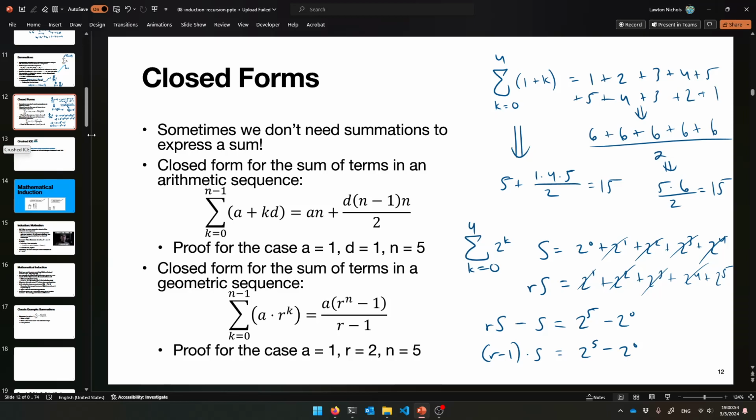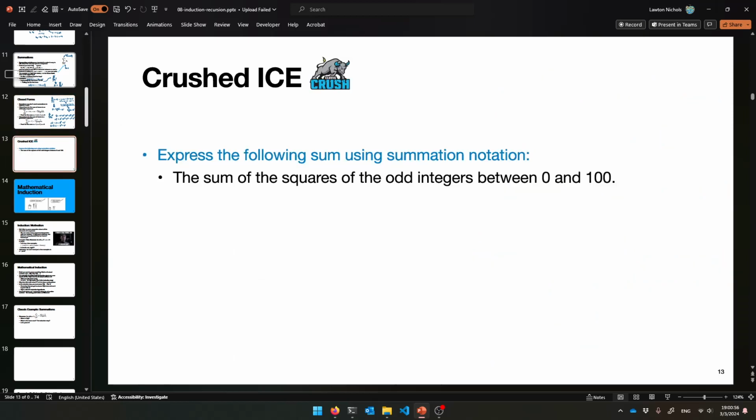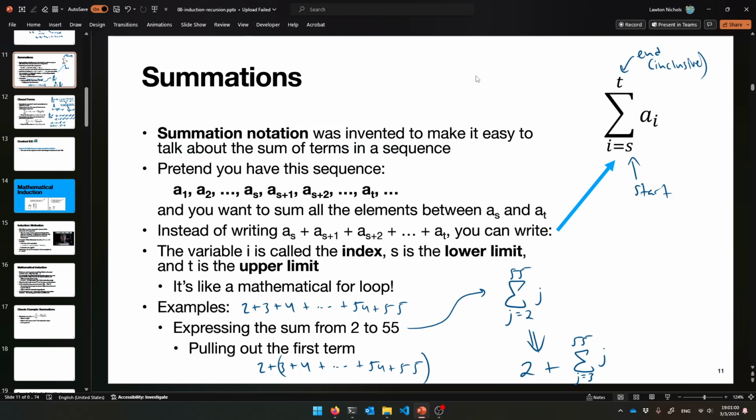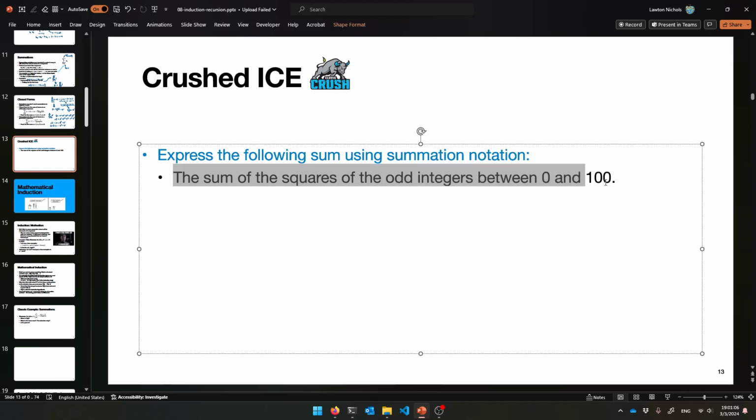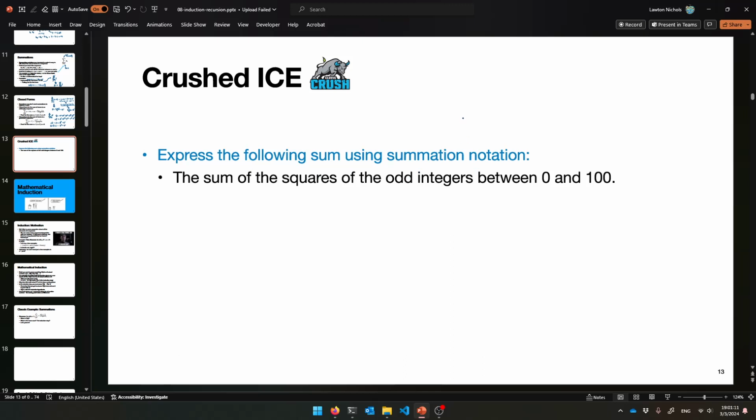And yeah, I want you to try this now, using summation notation, so just the idea of summation. Here's the slide on summations. Please express the following: the sum of the squares of the odd integers between 0 and 100. So I would like you to make a summation that represents the idea of 1 squared plus 3 squared plus 5 squared, all the odd numbers up to 99 squared, essentially. All right? So see if you can get that working.